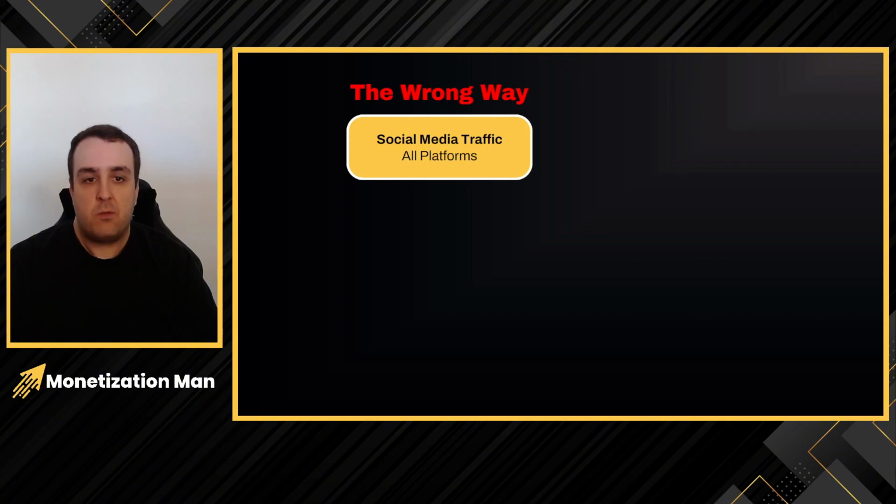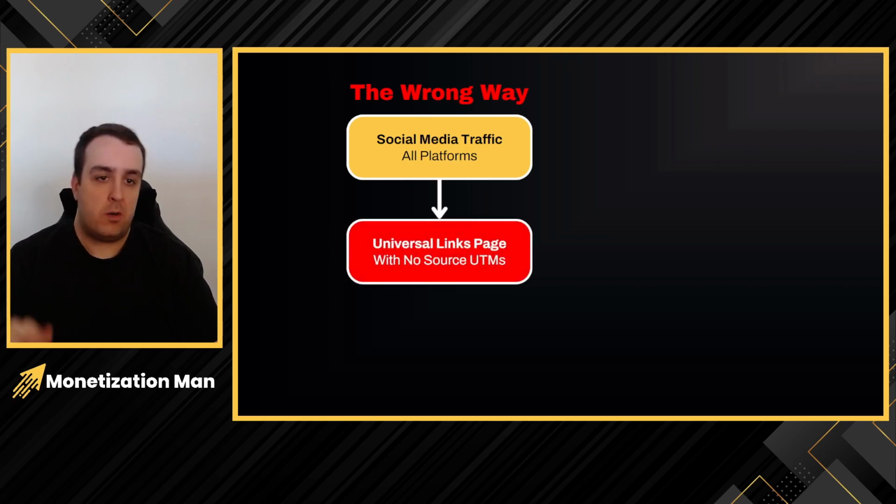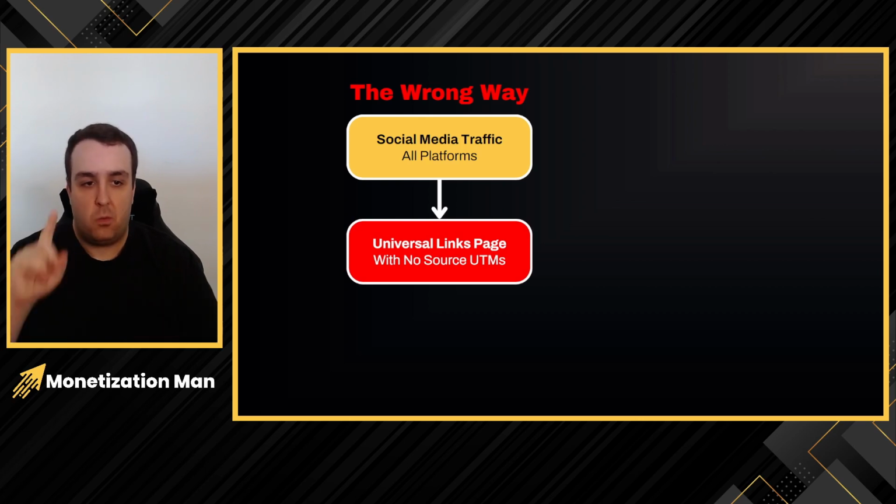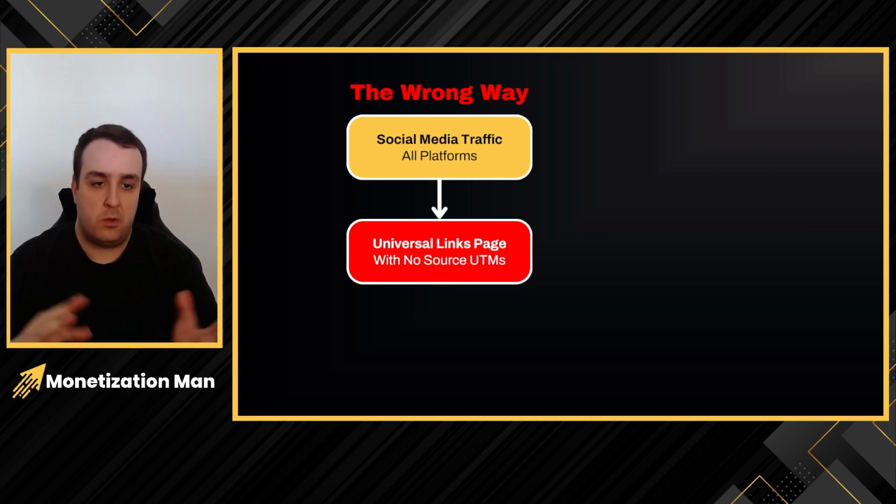Next, let me show you what the wrong way looks like and then show you what the right way looks like. So right now, the wrong way is you have your social media traffic coming from all your platforms. All of your social media traffic is pushing to one singular universal links page, and this links page has no source UTMs attached to it. It couldn't have any attached to it, which we'll explain in a little bit.